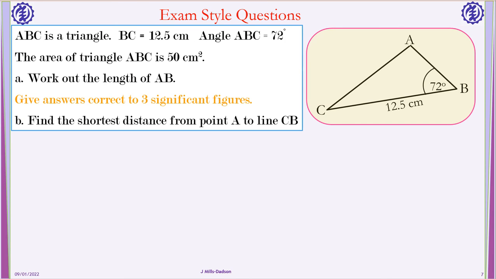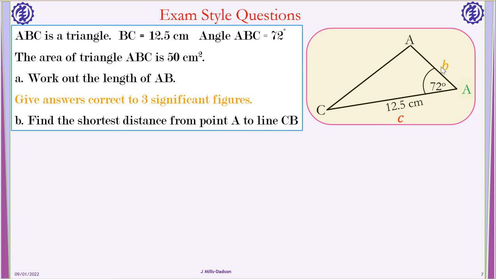Now an exam style question. We have this triangle ABC, with CB 12.5 cm, angle ABC 72 degrees. The area of the triangle is given as 50 cm squared. In part A, we need to work out the length of AB. Let's look at A first before we come back to B. And the answer has to be in 3 significant figures. Okay, we start by labeling.